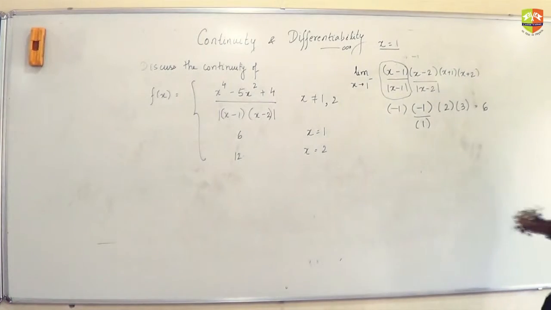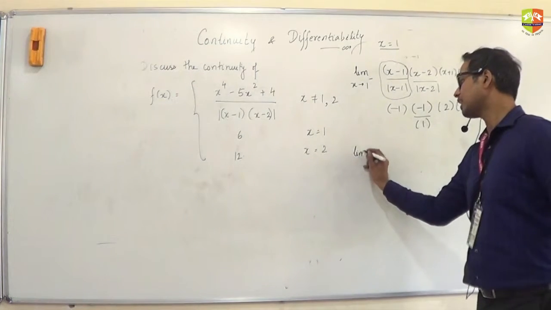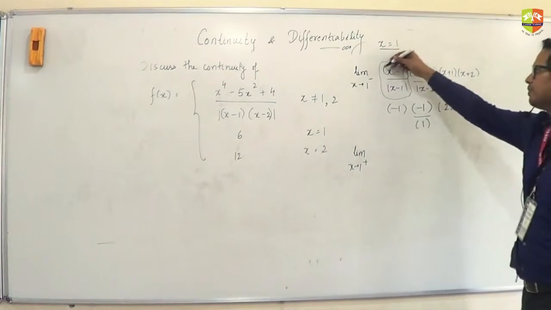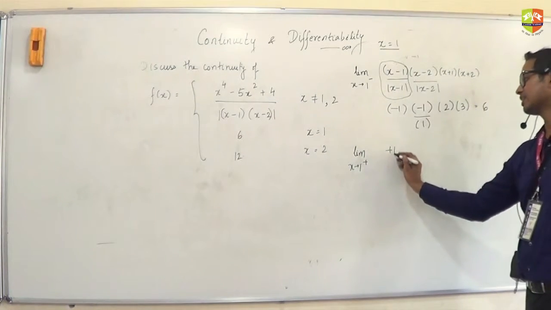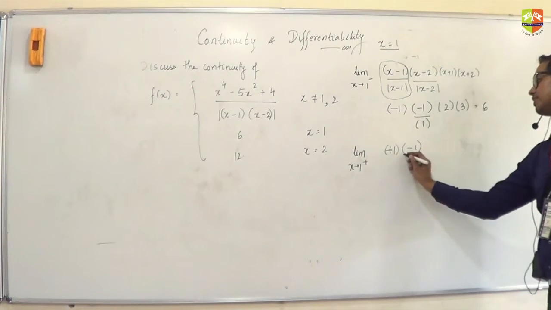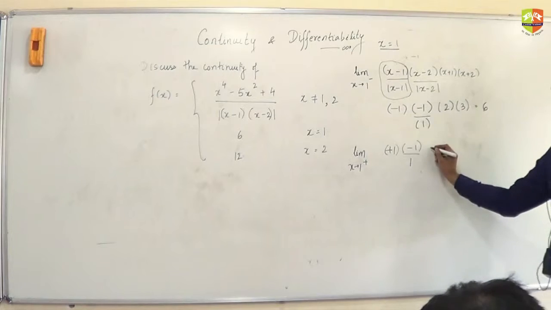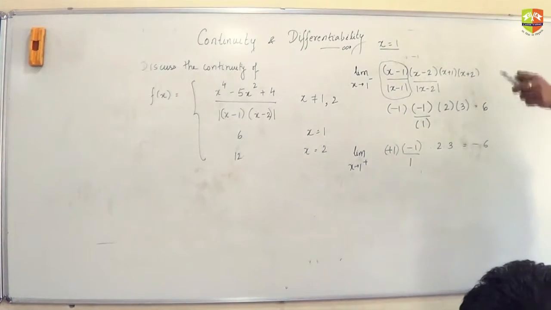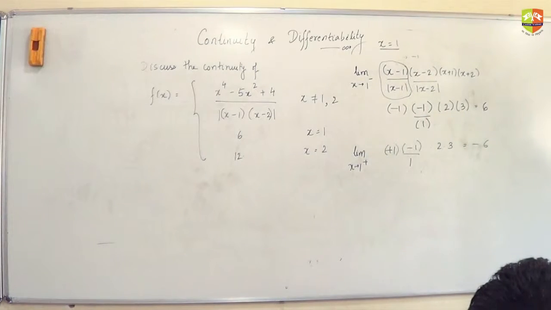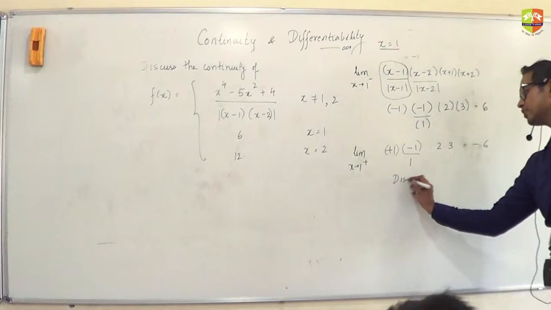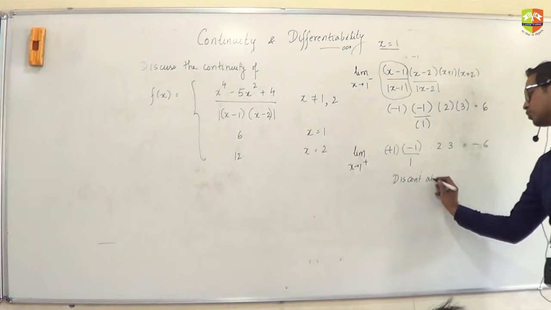Is it coming out? Let's find out the right hand limit at 1. Again, this will become plus 1, this will again become minus 1 by 1, this will again become 2 into 3. You get the answer as minus 6. So Preeti, and of course many of you, were absolutely correct when you said it was discontinuous at x equal to 1.